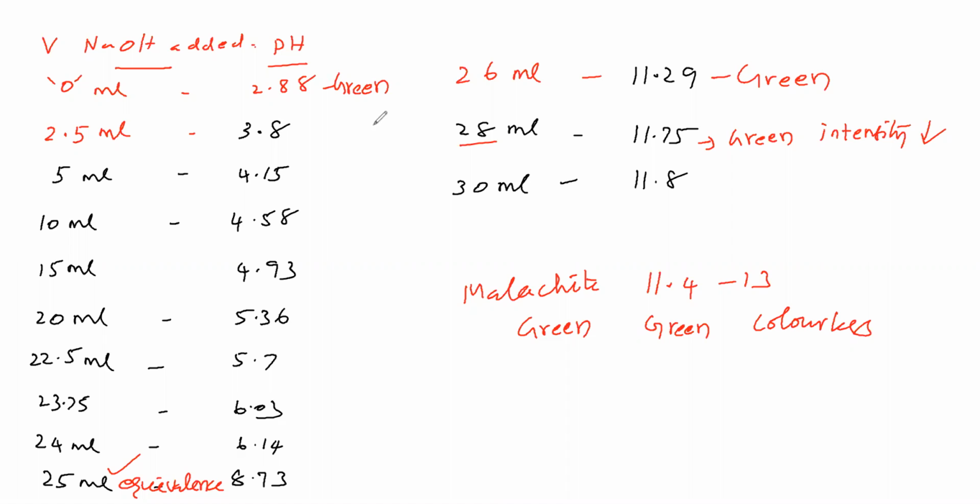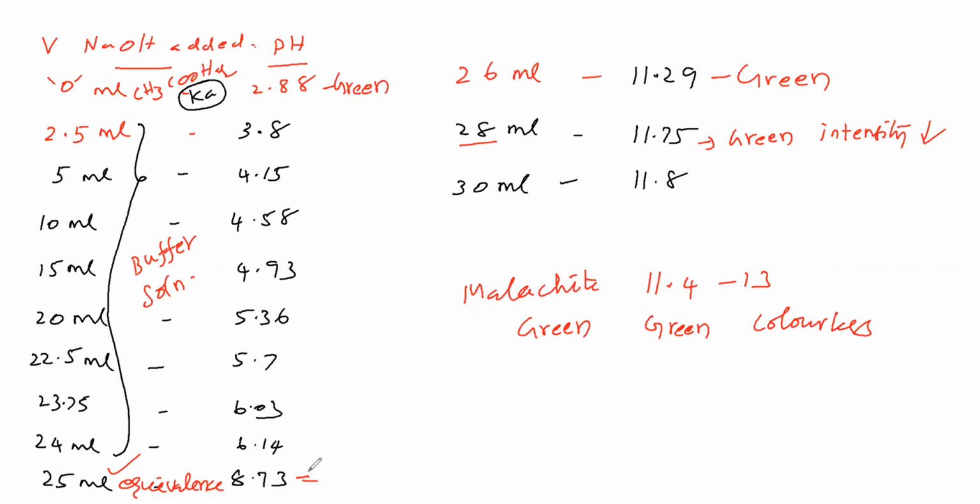So in this weak acid versus weak base titration, initially we found the acetic acid pH. To find the acetic acid solution pH, we used the Ka value and found the pH. Then onwards, we have considered the solution as a buffer solution.